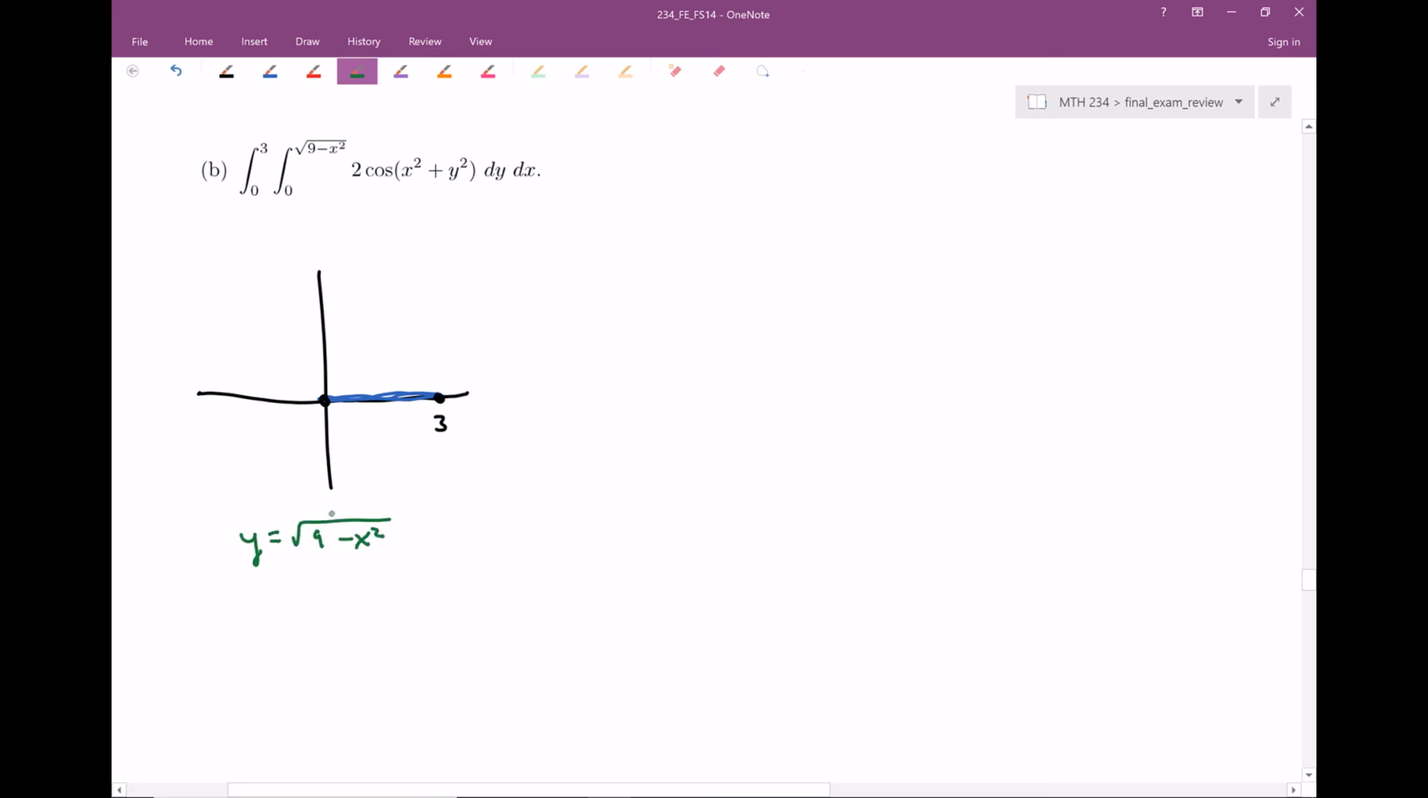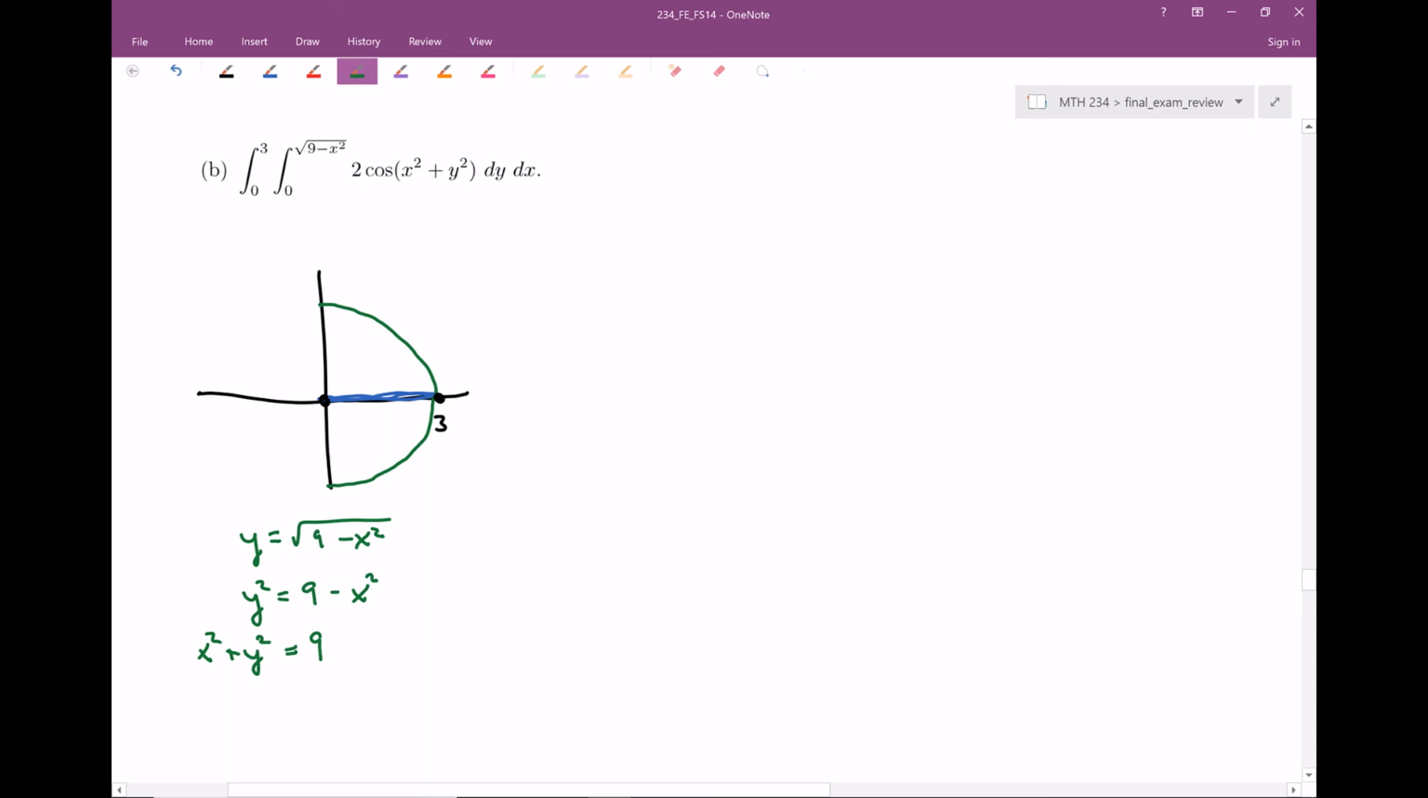Maybe you've seen these things so many times that you already know what it is. But if you don't, we're going to square both sides and add x squared to both sides. And now hopefully this makes you remember that it's a circle of radius 3. But we're only looking in this region right here. So in between 0 and 3 there would be a top half of the circle and a bottom half of the circle. So there'd be something up here and there would be something down here.